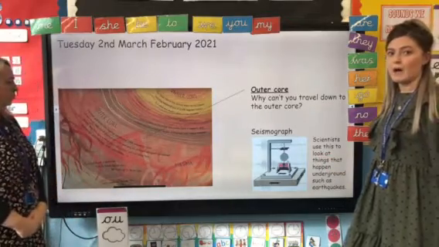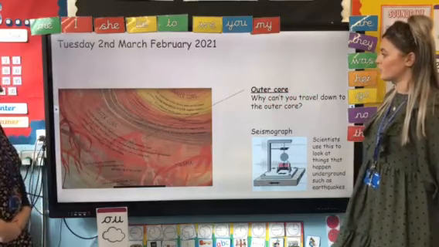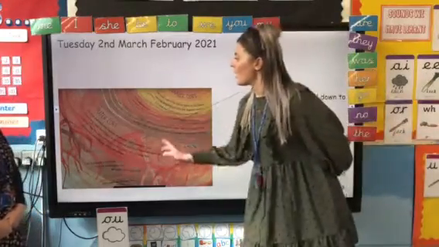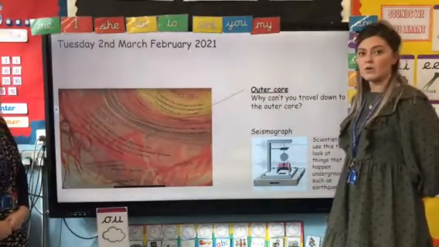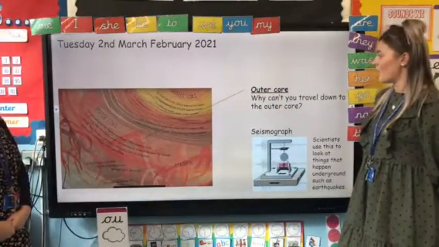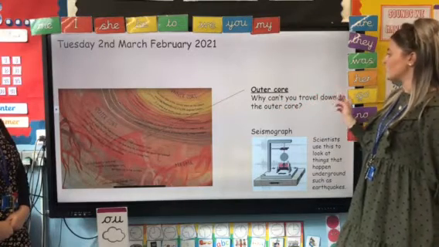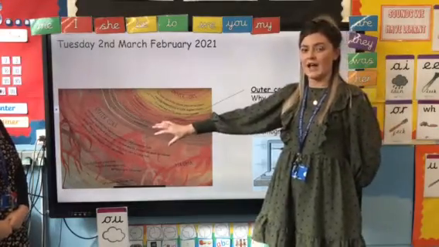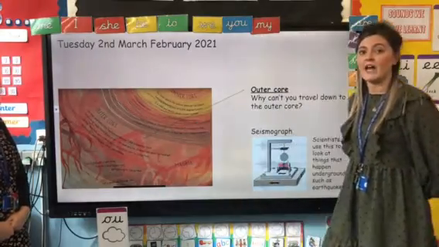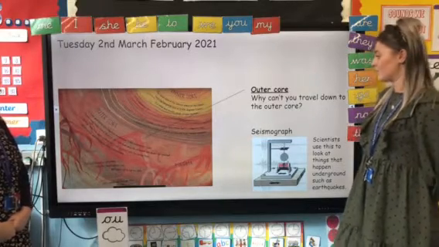Using that same part of the book, we are now going to be looking at the outer core. So this part of the book is about the outer core, so you will need to read all of that first. After that, you need to answer the question, why can't you travel down to the outer core? Now the answer will be in this text, and like Mrs. Reed has previously said, write your answers down and send them in to your teacher.